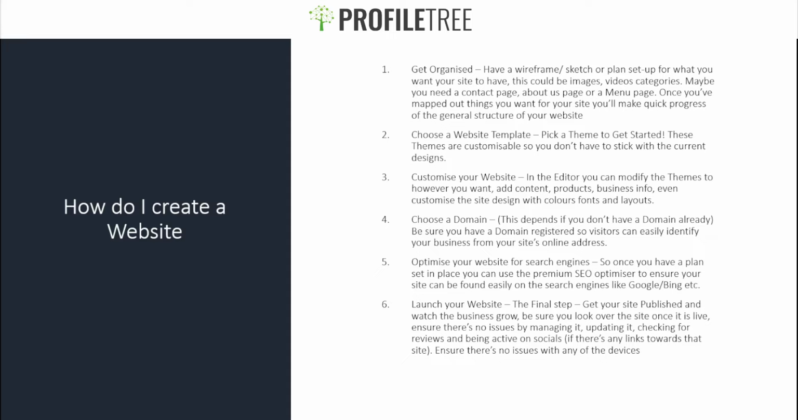So our next point there is you optimize your website for search engines. This is mainly called SEO, search engine optimization. So once you have a plan set in place, you can use the premium SEO optimizer to ensure that your site can be found easily on search engines like Google or Bing. And lastly, what you want to do is actually launch your website. So this is the final step. Get your site published and just watch the business grow.